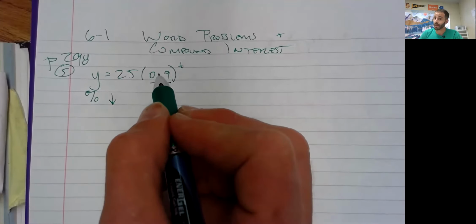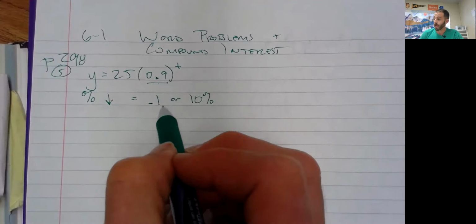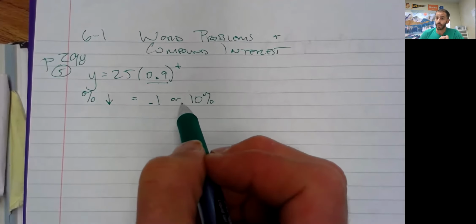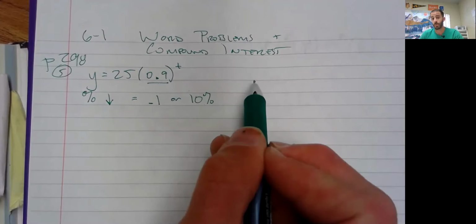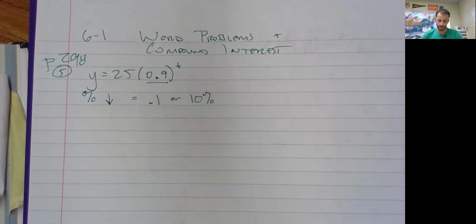0.1, or 10%, right? Move it to the right twice. So again, 0.9 plus 0.1 gets you 1, or how far away is 0.9 from 1, or what is 1 minus 0.9? There's many different ways of looking at it.